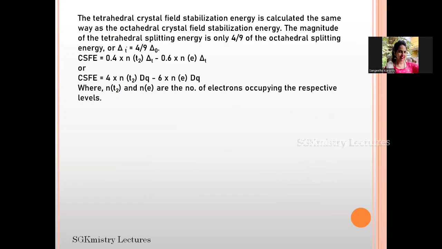Now let us talk about tetrahedral. It is the opposite, of course, because we have already discussed the tetrahedral crystal field splitting. So CFSE in a tetrahedral field is given by 0.4 into the number of electrons in the T2 orbitals minus 0.6 into the number of electrons in the E orbitals. You can refer to any of these formulas.